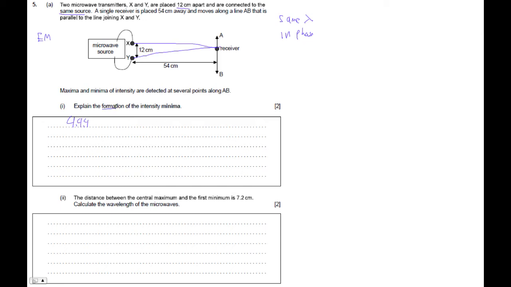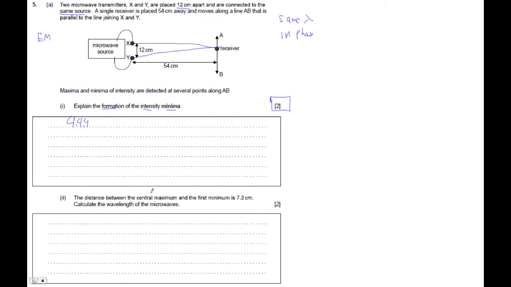So the formation of intensity minima is because the path length is different, and one path length is 1/2 a wavelength longer than the other one. And of course, what happens then is that you receive a trough from one at the same time you receive a crest from the other. So you get destructive interference. That's what you need to explain. And there's two things you need to say. So figure that out, right?